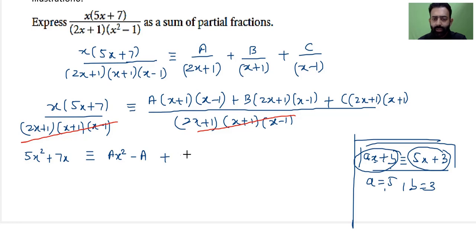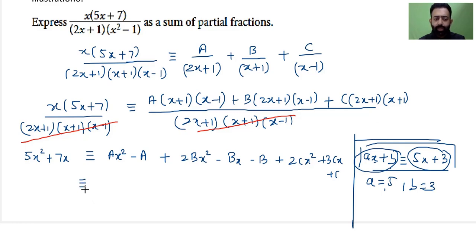Here you will write as 2bx square minus 2x plus x is minus x, so this is minus bx, and the constant term will be minus 1, so this is minus b. And simplifying the c term, you will get 2cx square plus 2x, and x is 3x, so plus 3cx, and lastly plus c.